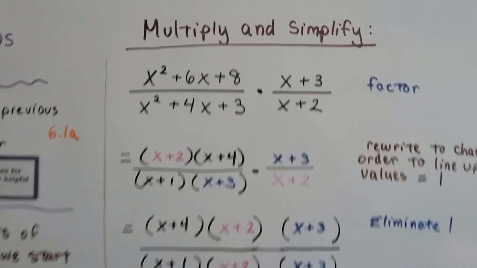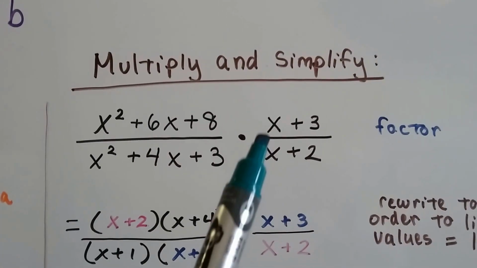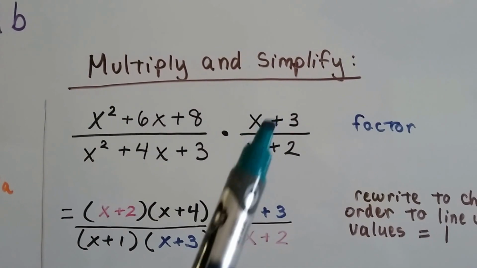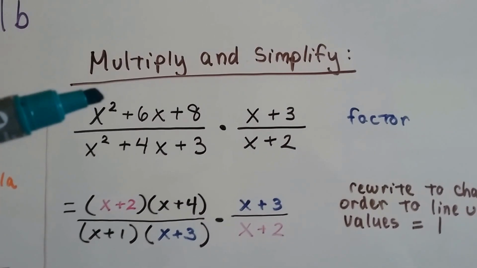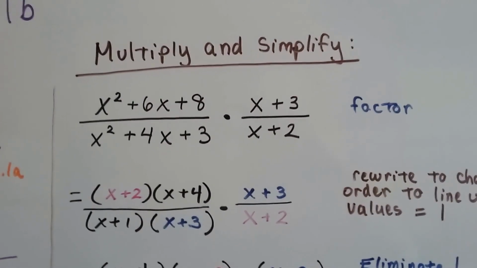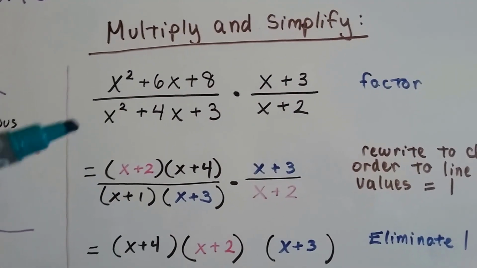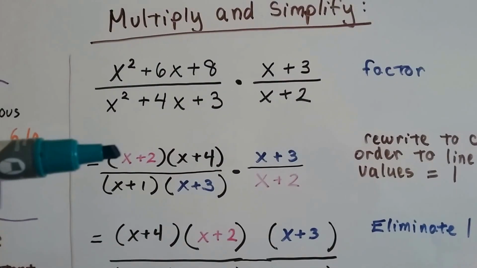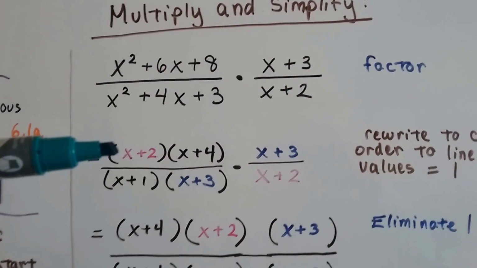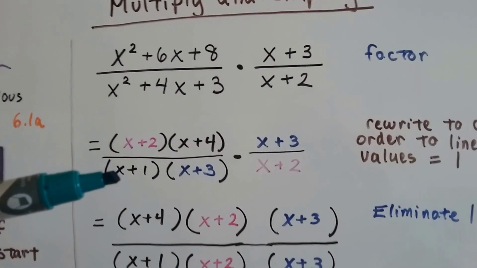So here's our first one. We've got this trinomial over this trinomial times this binomial over this binomial. So the first thing we're going to do is factor this one and this one, okay? So we're going to leave this one alone for right now. It doesn't have any exponents. So when we factor the top numerator, it comes out as x plus 2, x plus 4. When we factor the denominator, we get x plus 1, x plus 3.